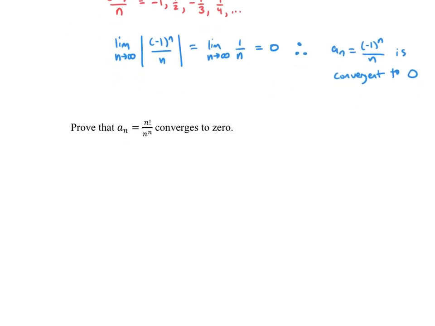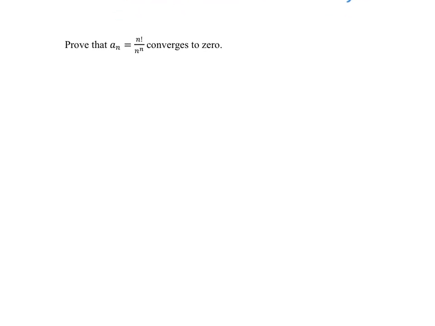Okay, this is not one of our examples, but we're going to do a little proof here utilizing the squeeze theorem. We're going to prove that a sub n is equal to n factorial over n to the power of n. The first 4 examples have been relatively easy, and I don't want to overwhelm you with this one, but this is a bit more complex. This is sort of at a different level.